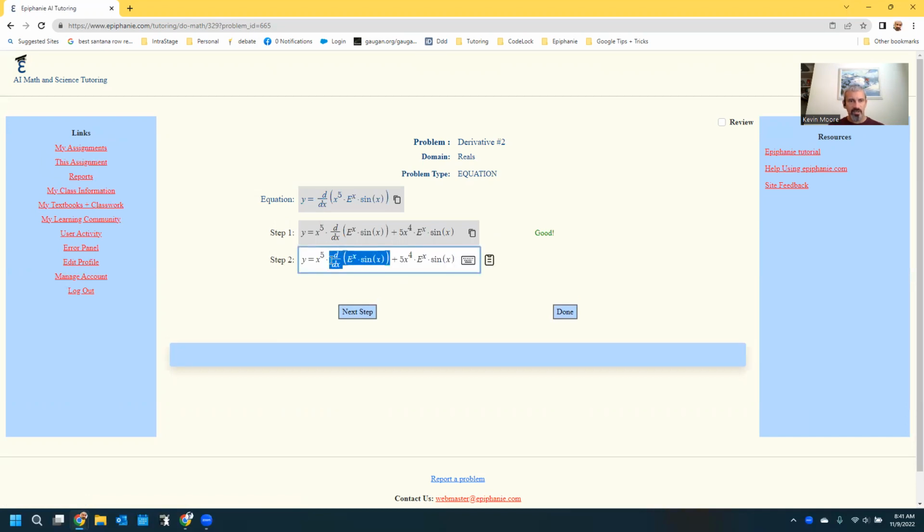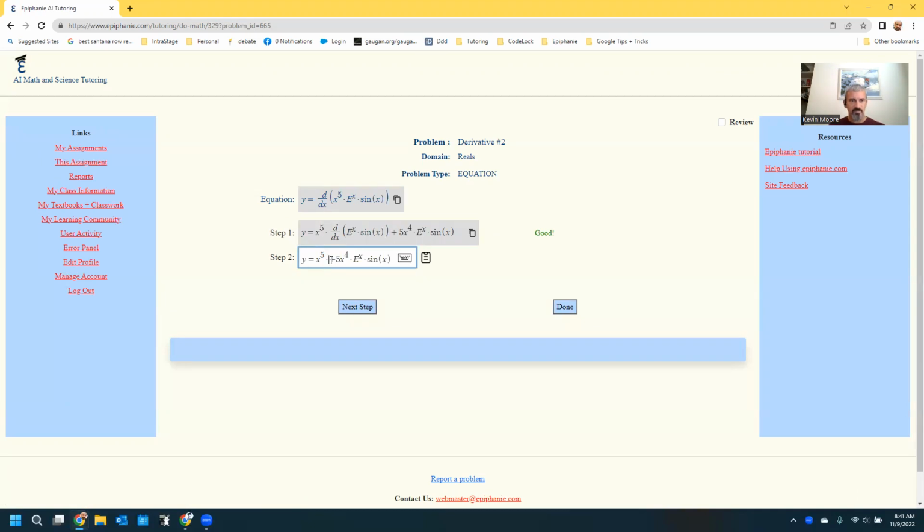And now I'm going to replace this derivative. So I'm just going to delete that. And I'll put this in parentheses. Okay, the derivative of e to the x is e to the x. And the derivative of sine x is cosine of x. So I can do this, right? Well, no, I had to use the product rule again, and I forgot.